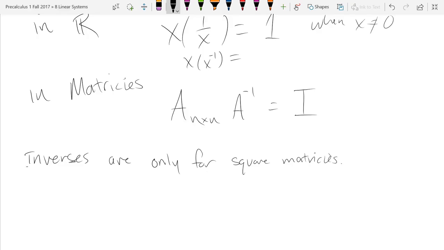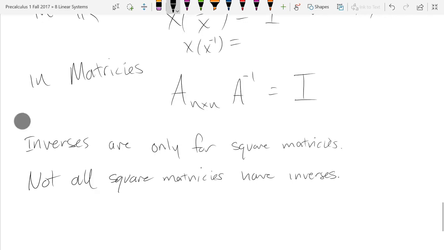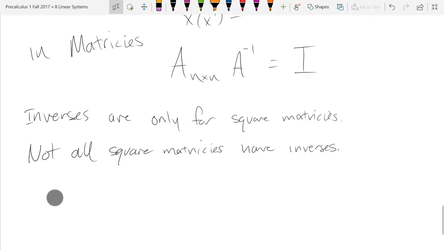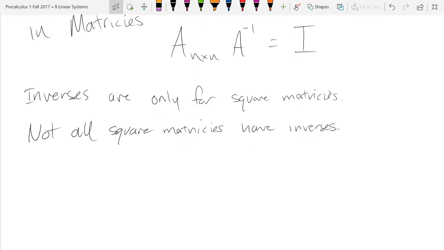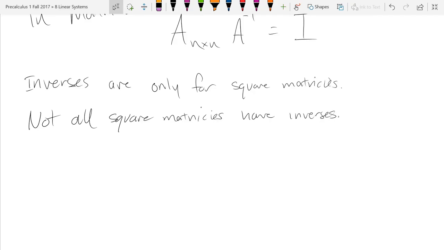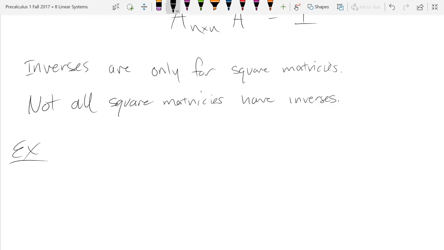And also, not all square matrices have inverses. So for example, the square matrix filled up with zeros, there's no way to multiply that by something and not get a zero matrix out. There are lots of other square matrices that don't have inverses. But we'll look at the process of how to find an inverse. Actually, we'll do a check first, and then I'll show you how to find them.